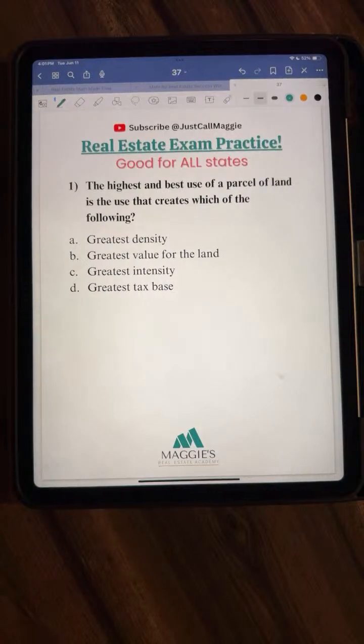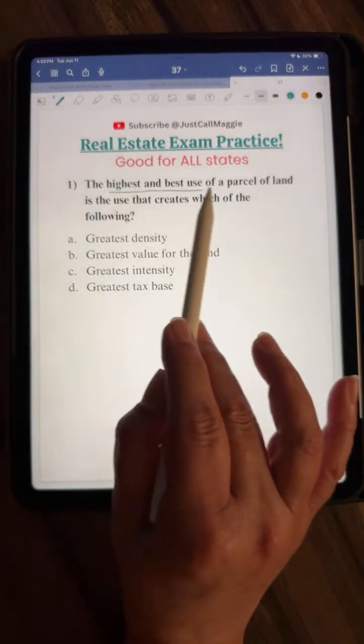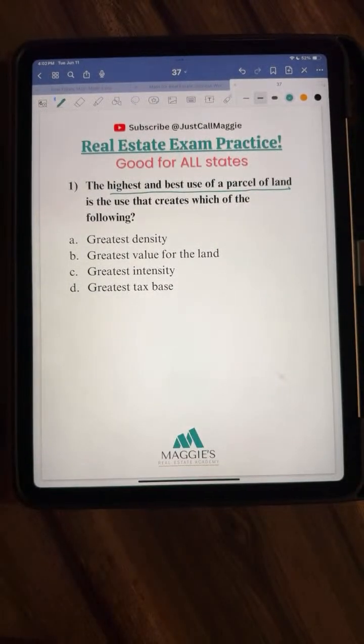Here's our first question of the day. It says the highest and best use of a parcel of land is the use that creates which of the following? Is it A, the greatest density, B, the greatest value for the land, C, the greatest intensity, or D, the greatest tax base? All right, so remember, we're talking about the highest and best use of a parcel of land. What does that mean?